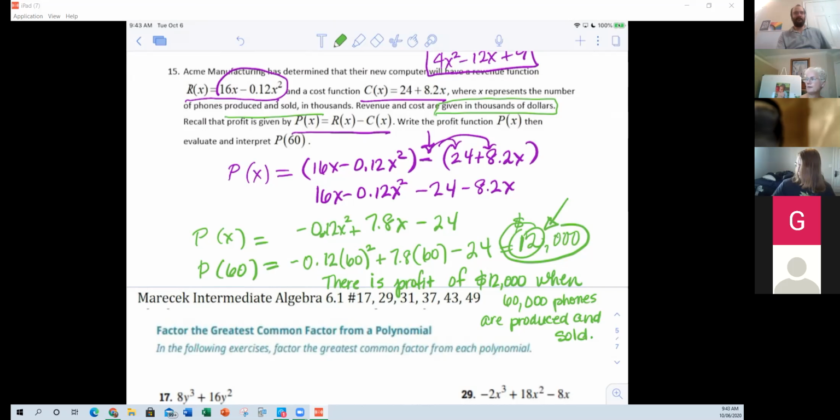So read the problem carefully, make sure you get your units right, and make sure you're interpreting it.